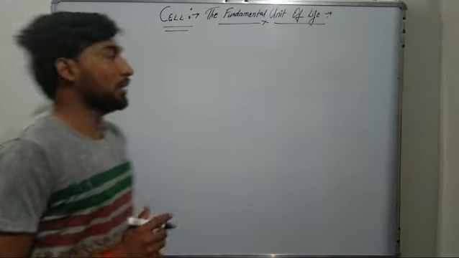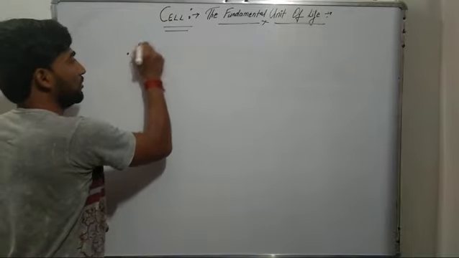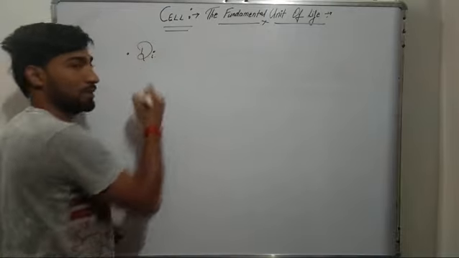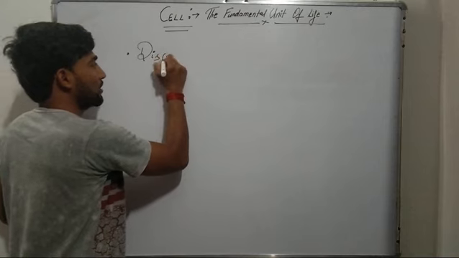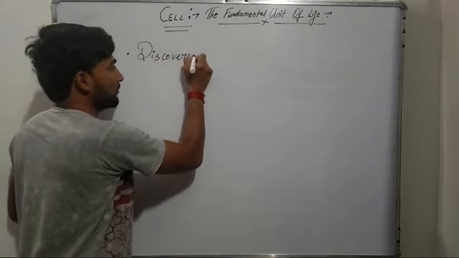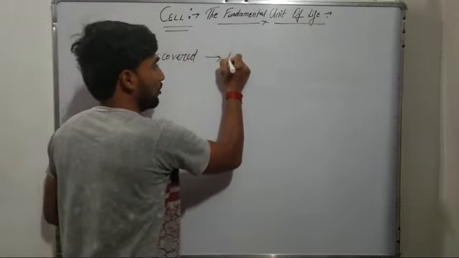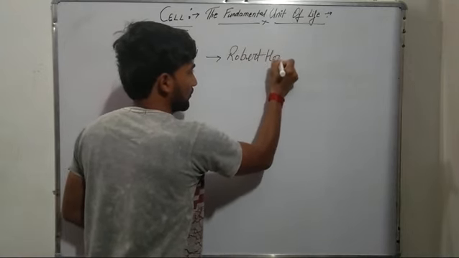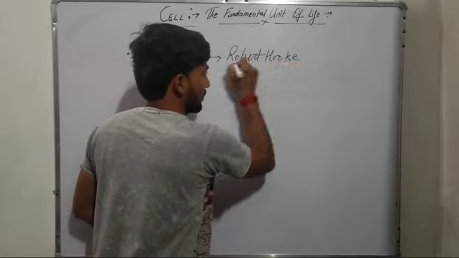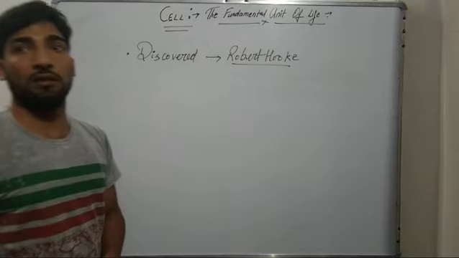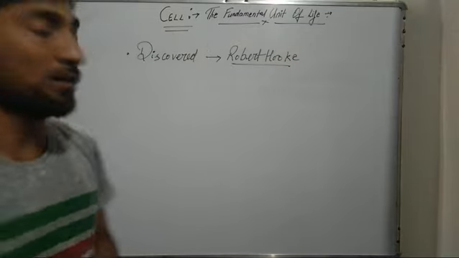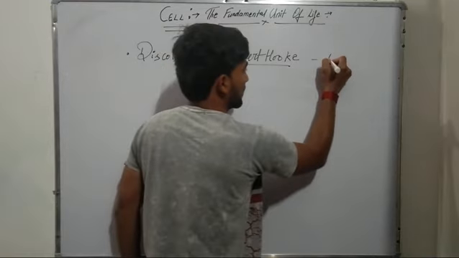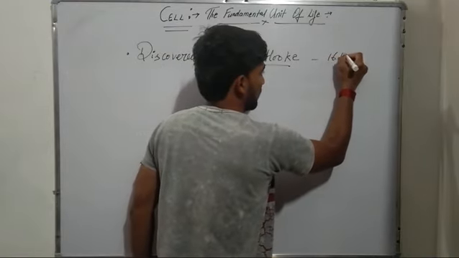And this cell, when was it first discovered? That means the discovery of the cell. The cell was first discovered by Robert Hooke in 1665.